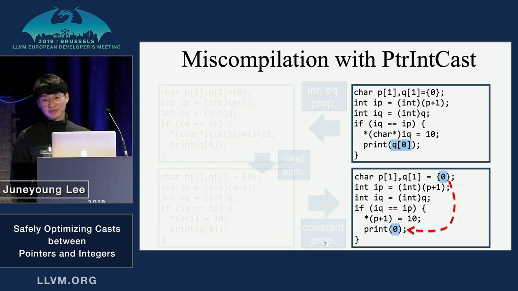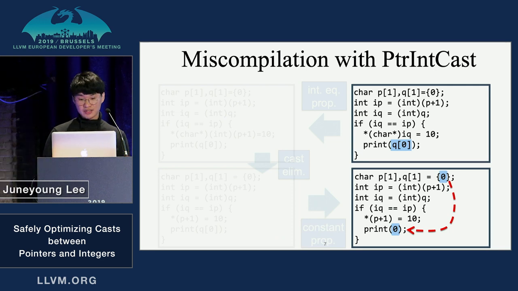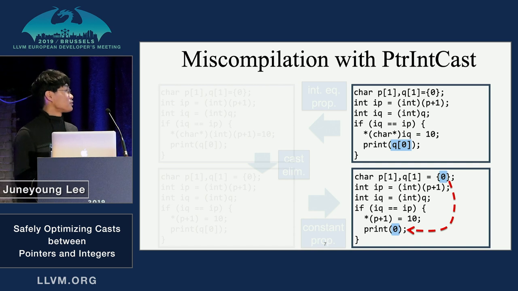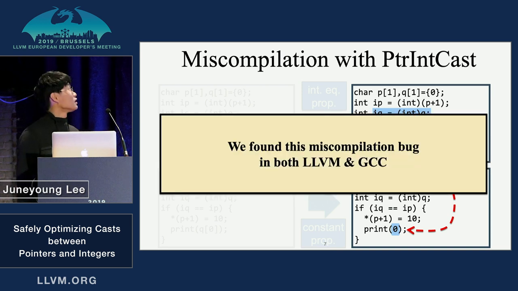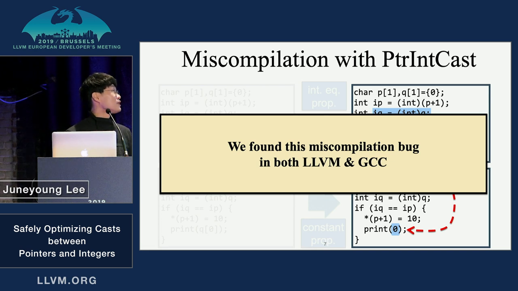Each optimization seems valid, but miscompilation has already happened in this case. The original program should have printed 0 because the optimized program was also printing 0, but it is printing 10, because iq is an integer cast from q. So this statement successfully updates variable q. The interesting thing is that we found this miscompilation bug in both LLVM and GCC.